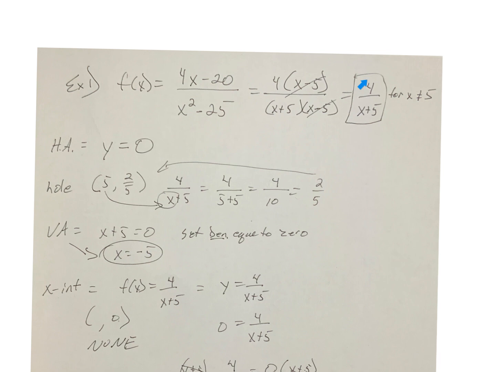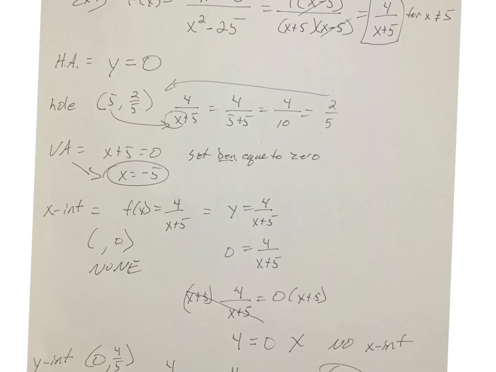Our function simplifies down to 4 over x plus 5 for all values of x that are not equal to 5. But based on that understanding of 5 creating a hole, we take the 5 as the x value and plug it into our final function. So 4 divided by x plus 5: we plug in 5 for x, and 4 divided by 5 plus 5 is 4 over 10, and that simplifies to 2/5. So the point (5, 2/5) is a hole.